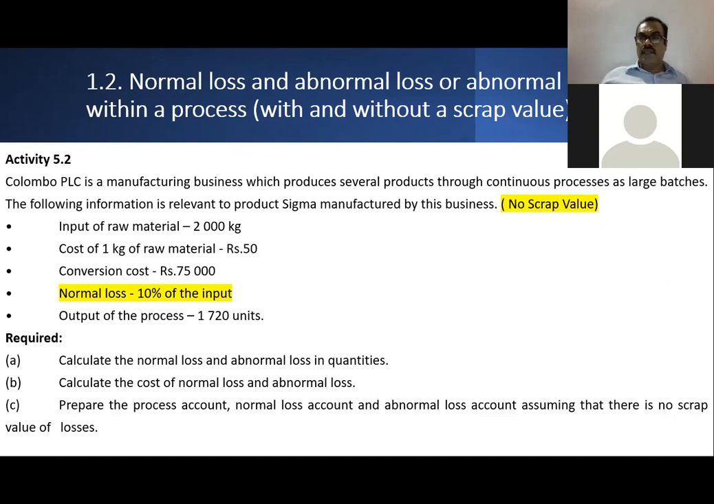Take the same example: paddy rice, 100 kilograms, 60 kilograms of output, so 40 kilograms is lost. Most probably it is rice husk or broken rice. Assume that even though these things are identified by yourself, you are not going to sell them in the market.